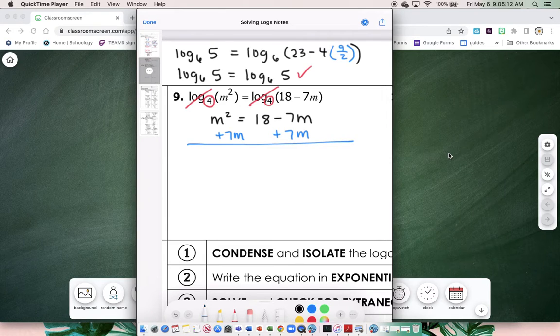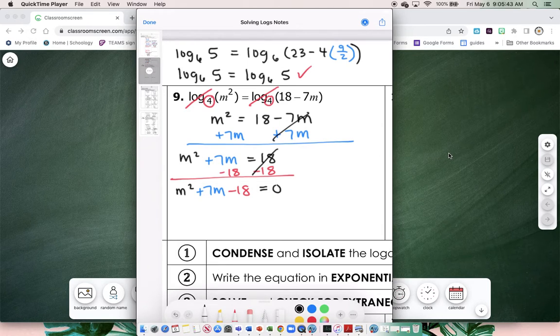to one side. So here I have m squared plus 7m is equal to 18, right? These guys canceled. Now bring the 18 over to the other side. So minus 18, minus 18. That leaves me with m squared plus 7m minus 18 is equal to 0. See how I want it equal to 0? Because to be able to solve a quadratic equation like this, you have to factor.